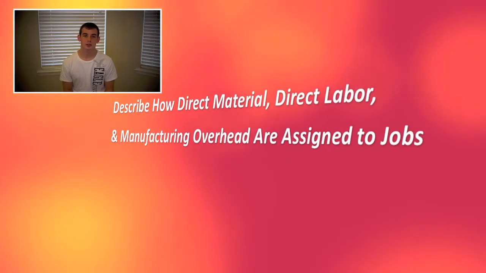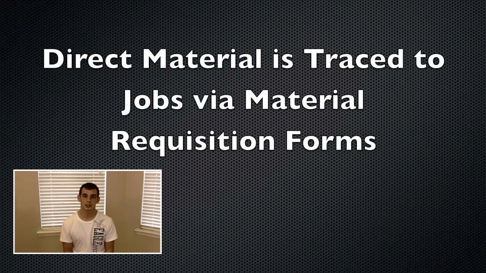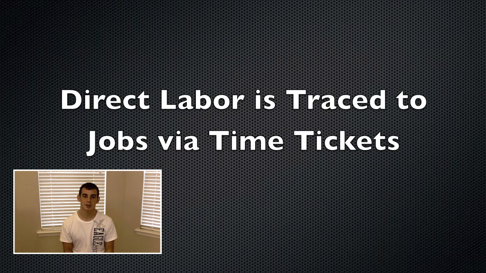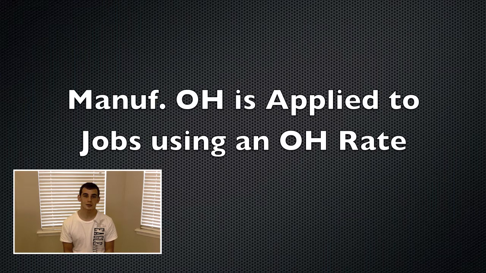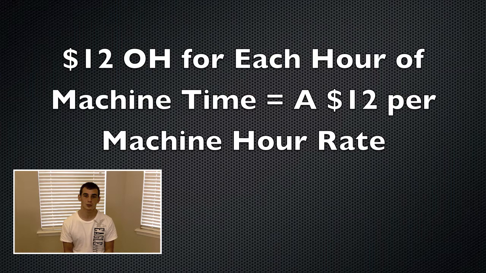Describe how direct material, direct labor, and manufacturing overhead are assigned to jobs. Direct material is traced to jobs by means of material requisition forms. Direct labor is traced to jobs by means of time tickets. Manufacturing overhead is applied to jobs by using an overhead rate. For example, if you applied $12 of overhead to every 1 hour of machine time, you would have a $12 per machine hour rate.